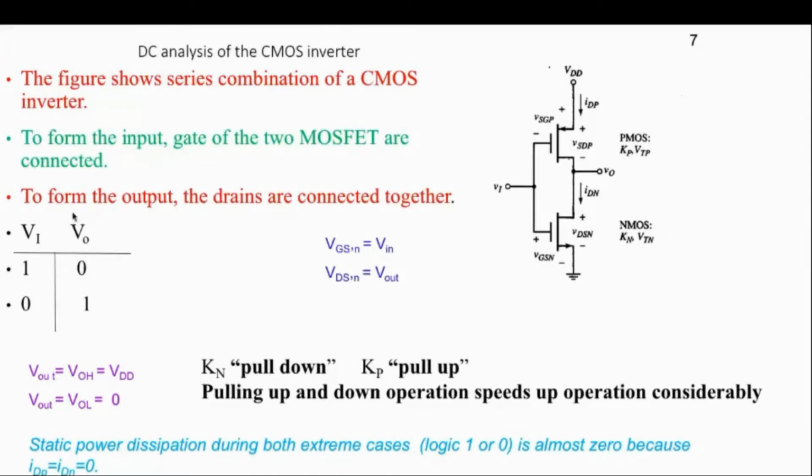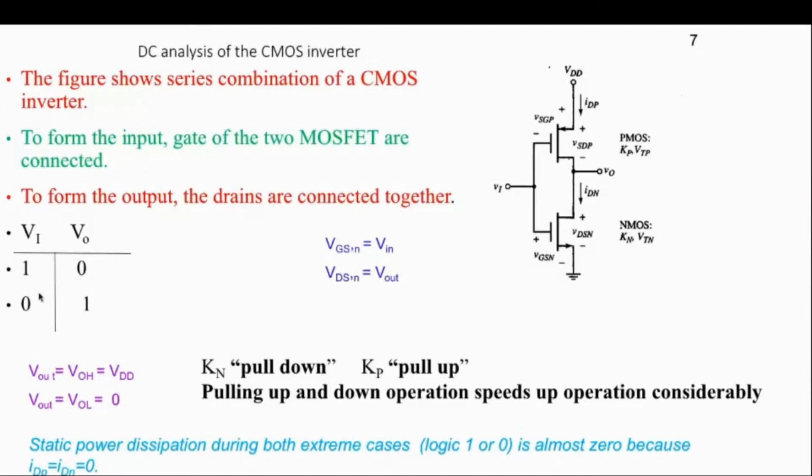Now, when your input is 1, this is high, so that means your PMOS is off. PMOS is off for positive inputs, and this is off, so that means this is on. So whatever we had in the previous cycle at the output will be drained, so your output becomes 0.